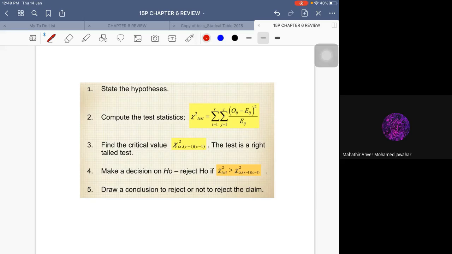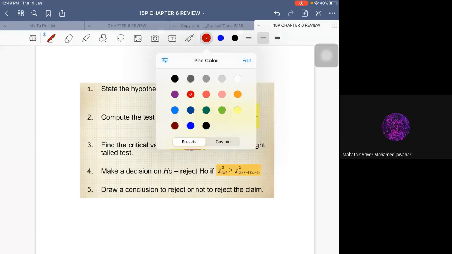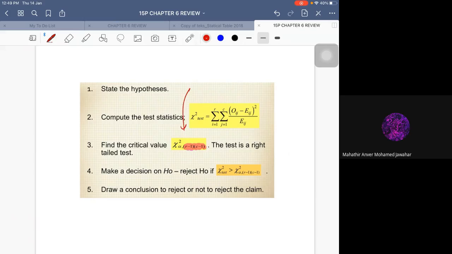So step number 3 is going to be finding the critical value. And of course, for this case, the critical value is going to be slightly different from the goodness of fit. The difference will be the back part over here. So we have r minus 1, c minus 1. So what do the r minus 1 and c minus 1 stand for?